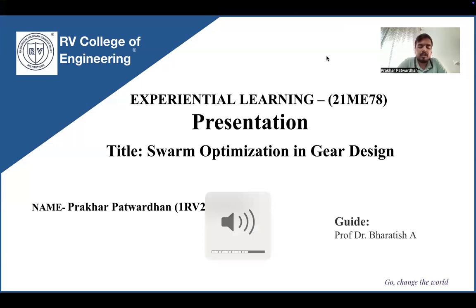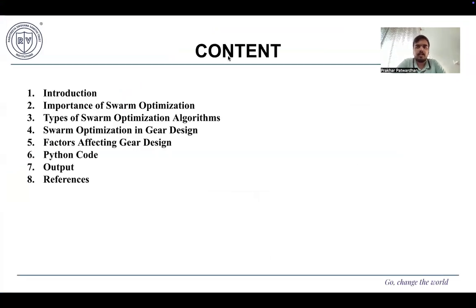Good afternoon, sir. My name is Prakhar Patwardhan, and I am here to present my EL of Robust Design course, code 21ME78, and my title is Swarm Optimization in Gear Design. So these are the contents of my PPT which I have made.